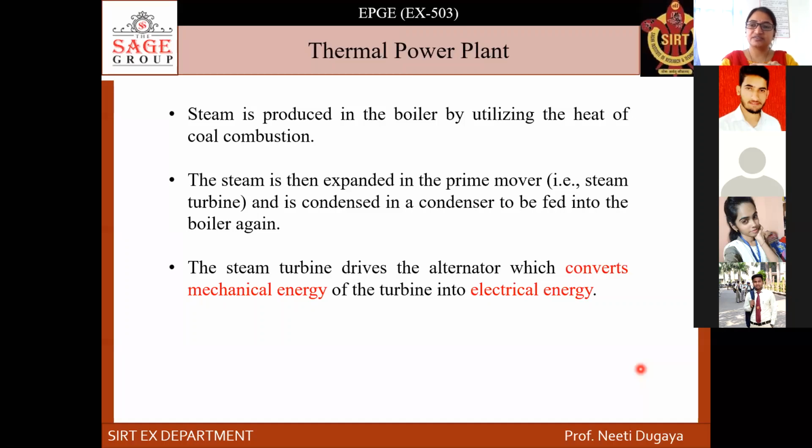Generator. Which generator? Single phase generator or three phase? Single phase or three? Yes, anybody? Three phase.